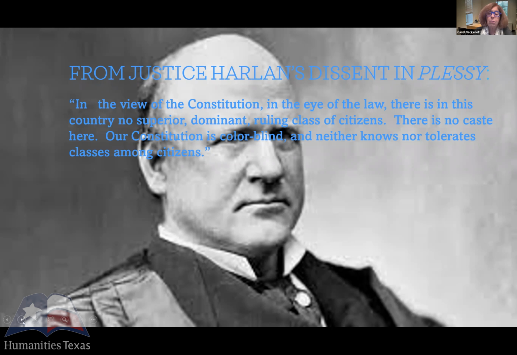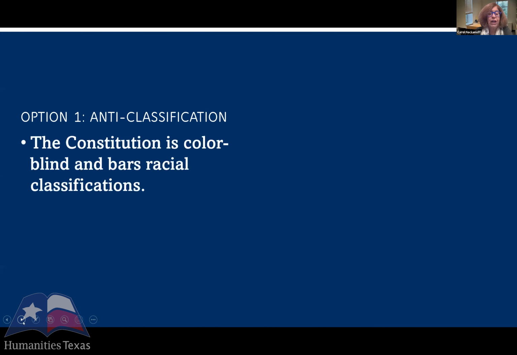Now, this sounds great, but what does it mean? Do we know what that means? Is it obvious what that means? The tensions that may be there in those remarks were probably not known to Justice Harlan at the time, but we've come to know them since. So one option is known as anti-classification. The Constitution is colorblind and bars racial classifications of all sorts. The law should not recognize race for any purpose. That might even include collecting racial data on the census, something that is a cause célèbre of one famous individual.